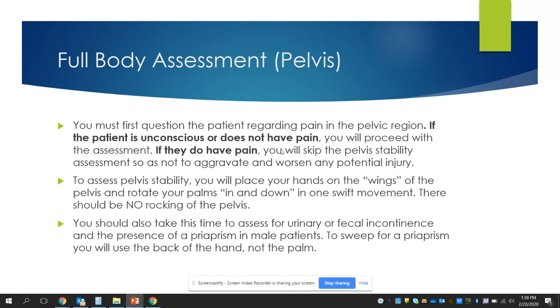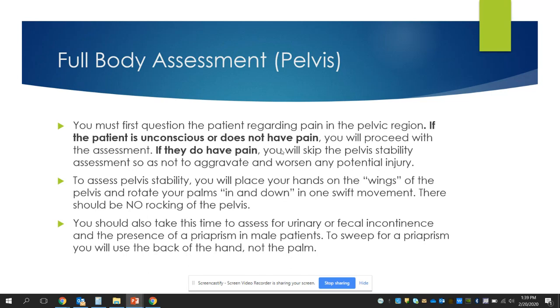But if the patient is unresponsive or they do not have any pain, then we're going to put our hands on the wings of the pelvis, the meaty portion around our thumb on the wings of the pelvis, and wrap our hands down, and you'll see that in my video. And we're going to press in and down just one time, but not rock back and forth on the pelvis. We should never do that.